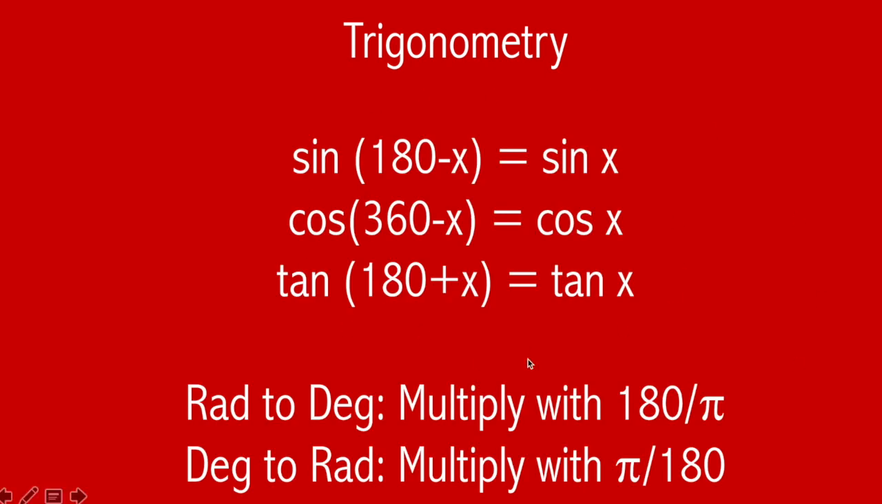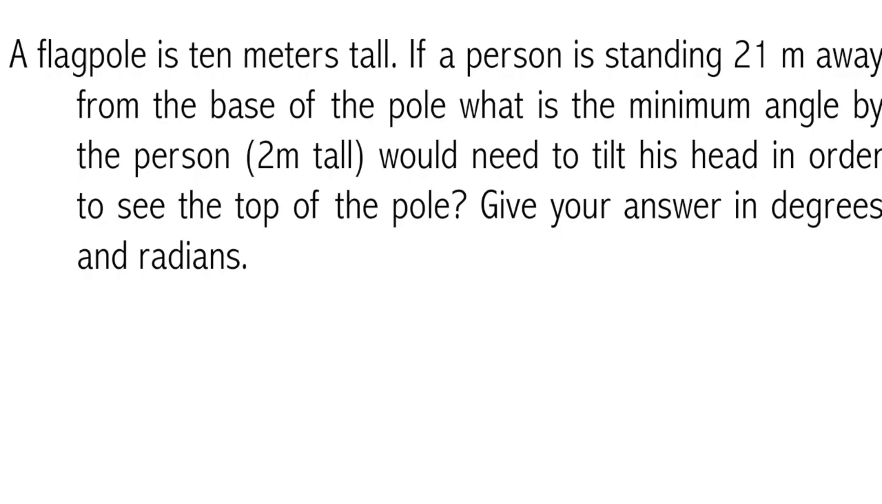Now this is something that the SAT does not explicitly ask for you to know, but I have seen some practice questions test it. So sine of 180 minus x is equal to sine x, which means if x is 30 for example, sine 150 and sine 30 are equal. Or if x was 81, sine 109 and sine 81 are equal. Similarly, cos of 360 minus x and cos x are equal, and tan of 180 plus x and tan x are equal. To convert something from radians to degrees, you multiply it by 180 and divide it by pi. For degrees to radians, multiply by pi, divide by 180.